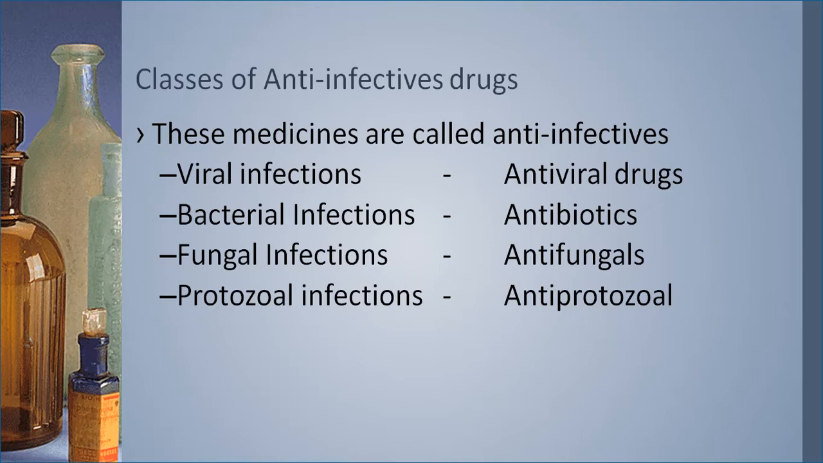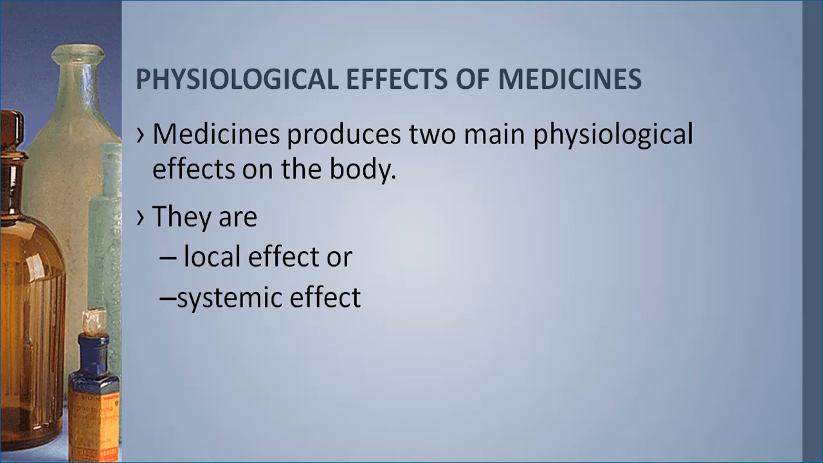Now, when patients take medicines, as I've said earlier, the medicines cause what we call changes to the body. That's what we call physiology. Now, these physiological changes are of two main types: one is called the local effects and one is called the systemic effects. It is important we understand this so that when a patient comes to our pharmacy and we don't have one brand of a medicine, we should be careful not to just change it unless you call the doctor.